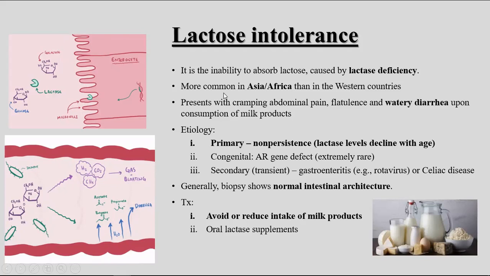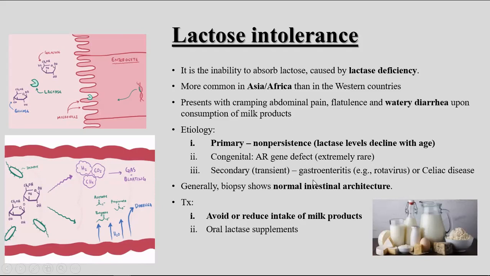So you have primary lactose intolerance when you just have non-persistence. This is the most common type, because normally the lactase levels decline with age, which is the most common cause of lactose intolerance. You can have a congenital form, which is extremely rare, wherein you're just born with a defective gene, so you don't have any lactase at all.